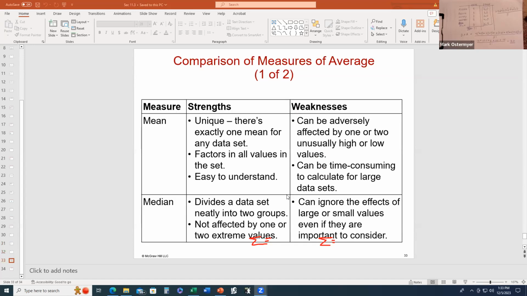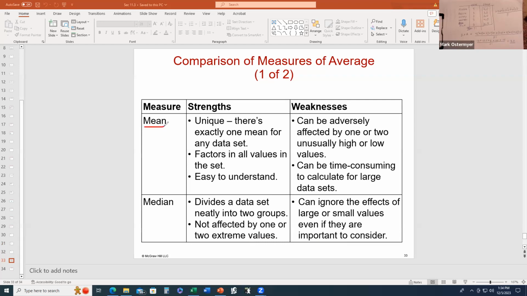Okay. So now, what are the strengths and the weaknesses of these measures of central tendency here? I think I've been alluding to these strengths and weaknesses throughout the entire lecture here, so this should be kind of review.